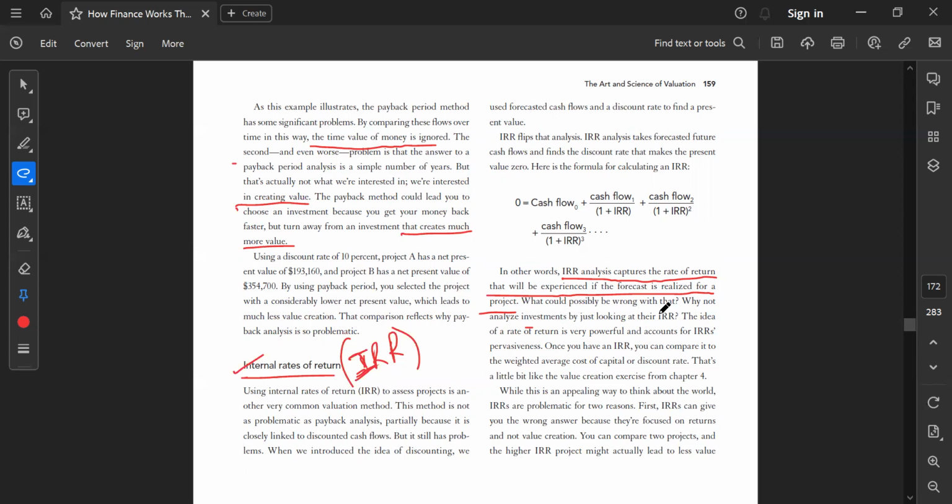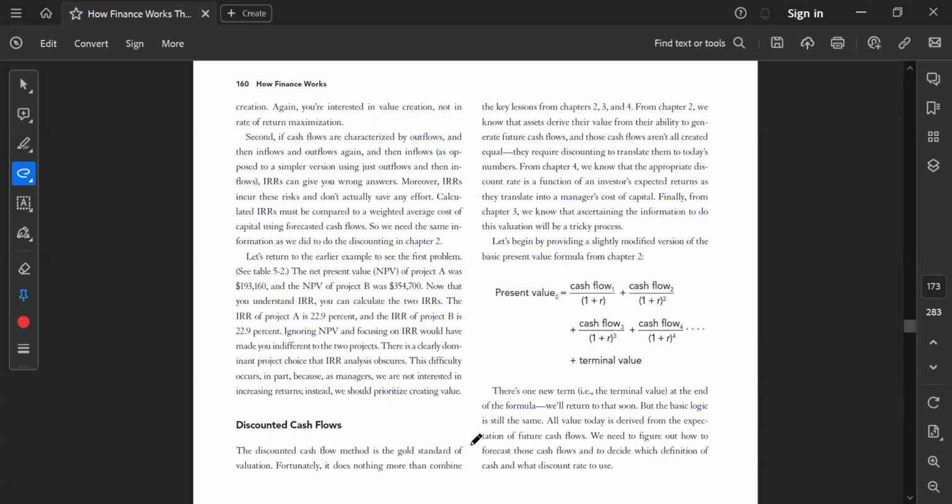Why? What could possibly be wrong with that? Why not analyze investment just looking at the IRR? The idea of rate of return is very powerful and accounts for IRR's pervasiveness. Once you have an IRR, you can compare it to the weighted average cost of capital or discount rate. That's a little bit like the value creation exercise from chapter 4. While this is an appealing way to think about the world, IRRs are problematic for two reasons. First, IRRs can give you the wrong answer because they are focused on returns and not value creation. You can compare two projects and the higher IRR might actually lead to less value creation. Again, you are interested in value creation, not in rate of return maximization.